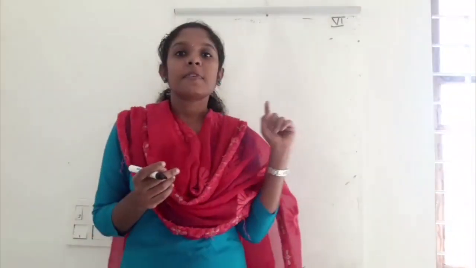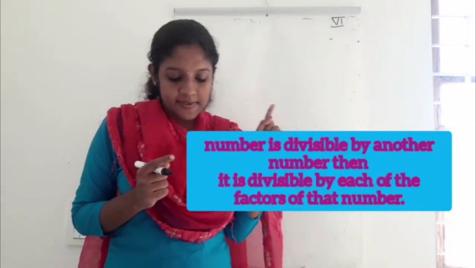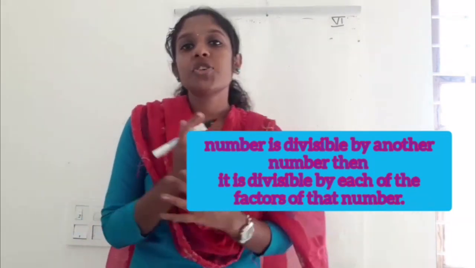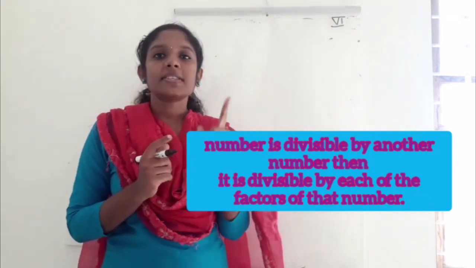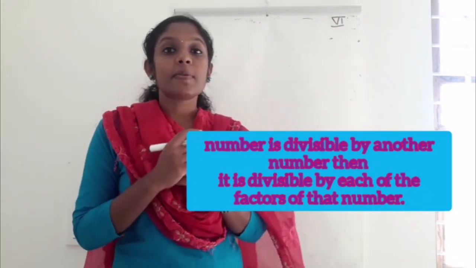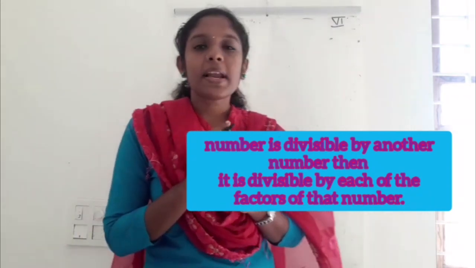Okay, so this is the first divisibility test. What is written here? If a number is divisible by another number, then it is divisible by each of the factors also. I will read it once again. If a number is divisible by another number, then it will be divisible by each of its factors also. With an example, I will explain it.